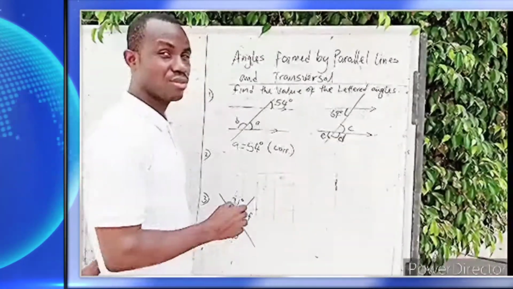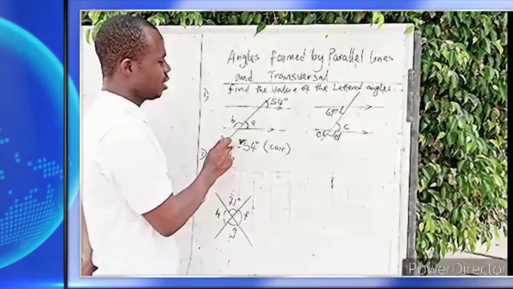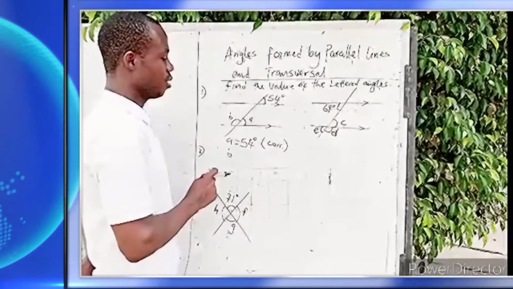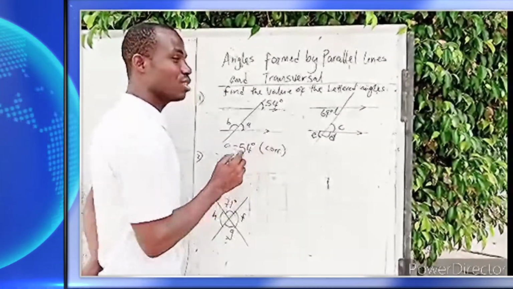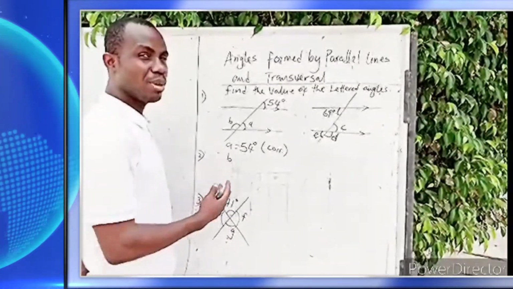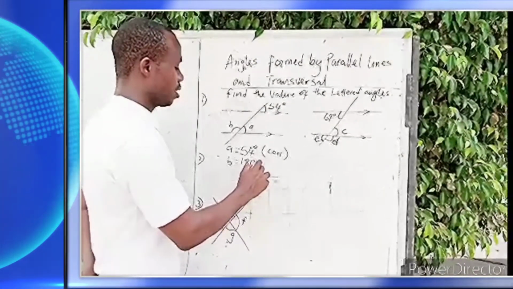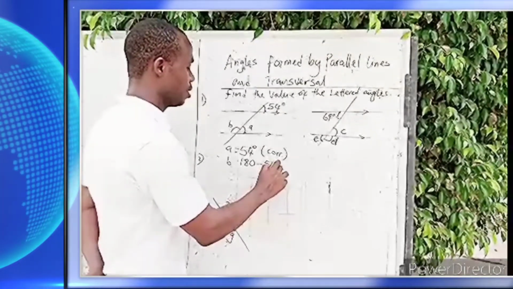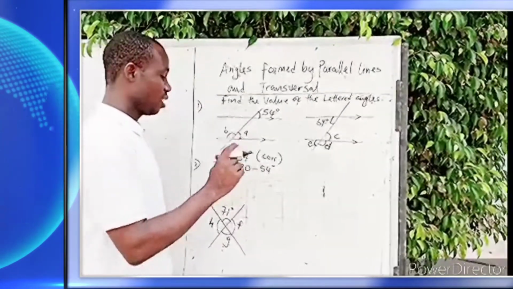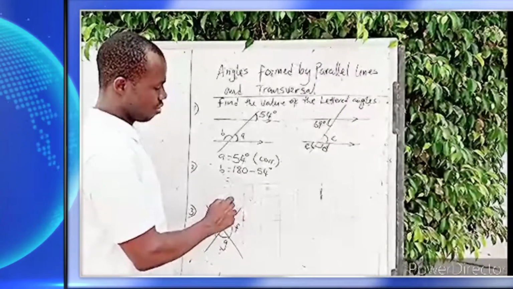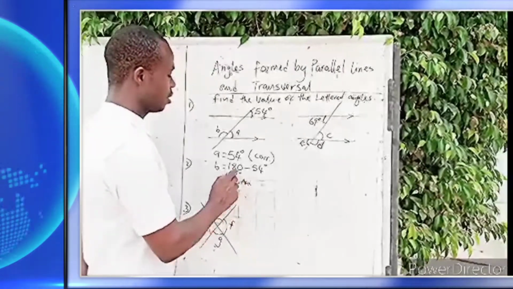I'll just use an abbreviation for it. Corresponding angle. Now, B is not corresponding to 54 degrees, but if you check very well, B and A are in a straight line, and the sum of the angles in a straight line is 180 degrees. So to get B, I can simply say B is equal to 180 minus 54 degrees. Why 180? Because if you add all the angles that make up any straight line, it gives you 180 degrees. So that will give us 126 degrees. This is the value of B.